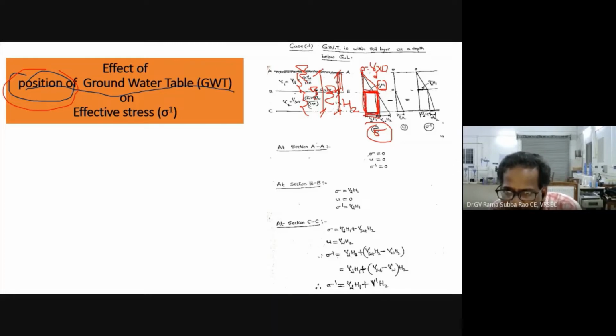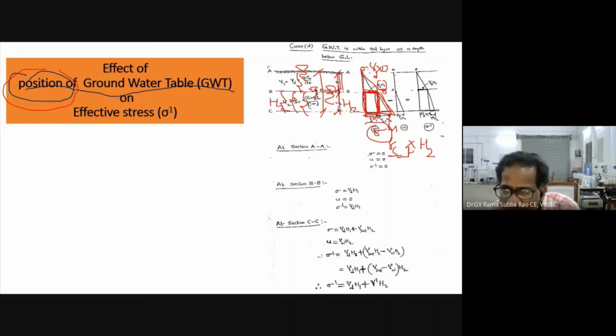Now let us come to the submerged portion. Here it is 0 because above the submerged condition there is no submergence, so I can write gamma sat into 0. At the bottom of the layer, it is gamma sat into H2, because the portion within the saturation, the submergence, is H2.